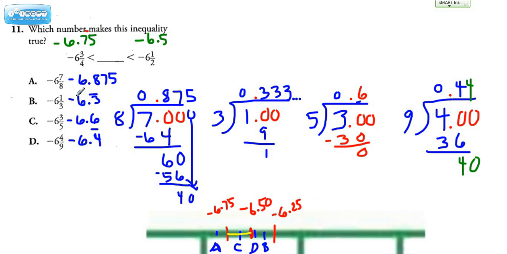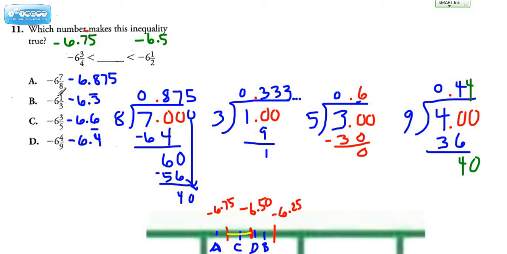Now we know they're all going to be a negative 6 point something. To get the point something, you take the numerator and divide it by the denominator. And here's all the work to turn this into a decimal. We get negative 6 and 875 thousandths.